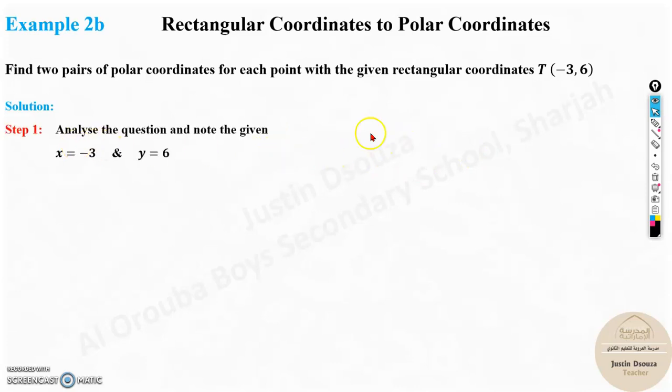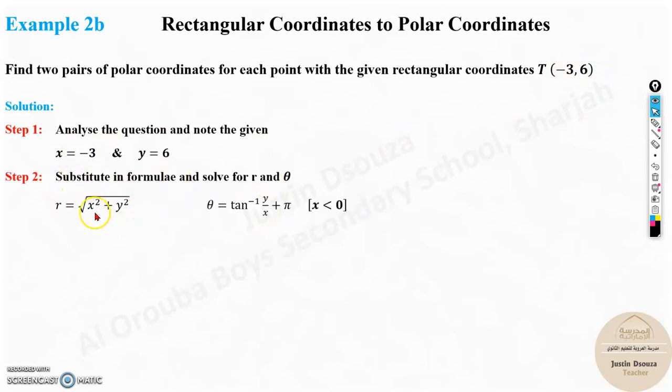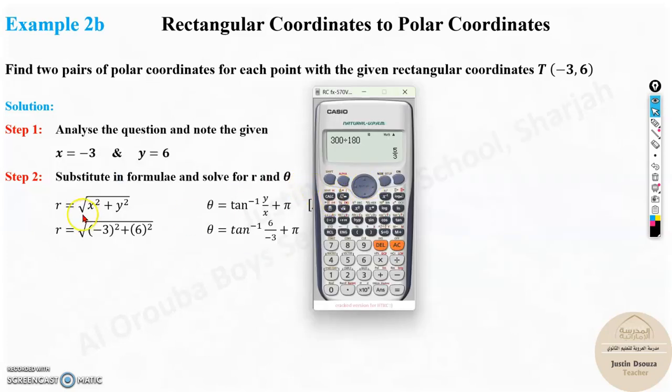Here we need to analyze the given: x is minus 3, y is 6. Now substitute into the formula and solve. Over here r equals root of x square plus y square. X and y are given, so substitute. Same thing over here, theta is tan inverse of y by x. Remember, y is first, so 6 by minus 3. This pi is very, very important because it's a negative x value.